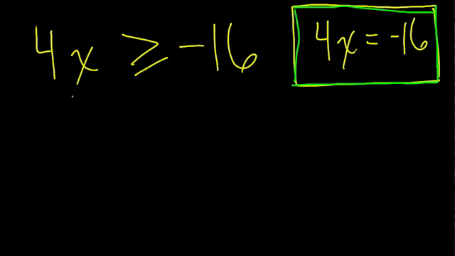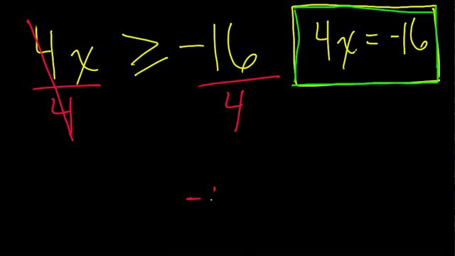So what would I do first? Well, I know 4 times something is negative 16, so I'm going to use inverse operations. I'm going to divide both sides by 4. Instead of originally multiplying, now I'm dividing. So 4 times something divided by 4, well, those 4's cancel out to 1. And then negative 16 divided by 4 is negative 4, and we get our answer: x is greater than or equal to negative 4.